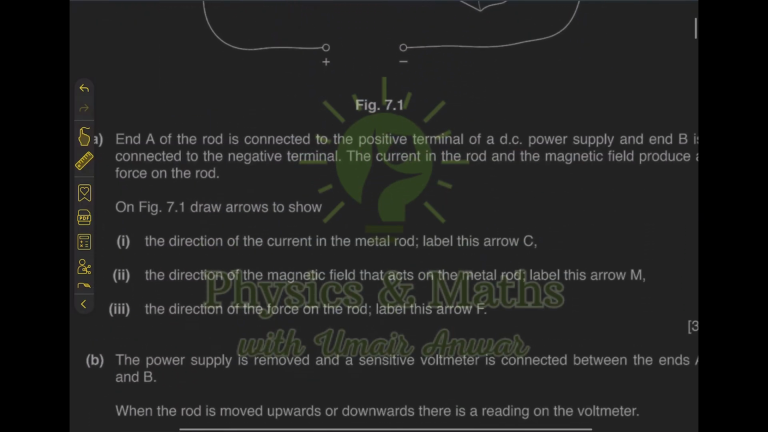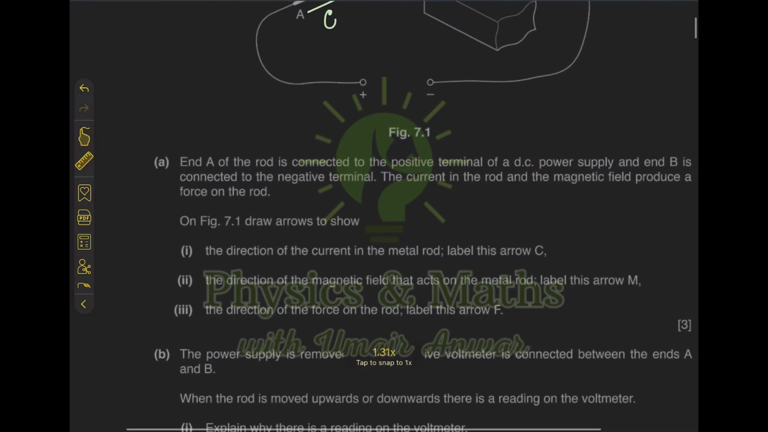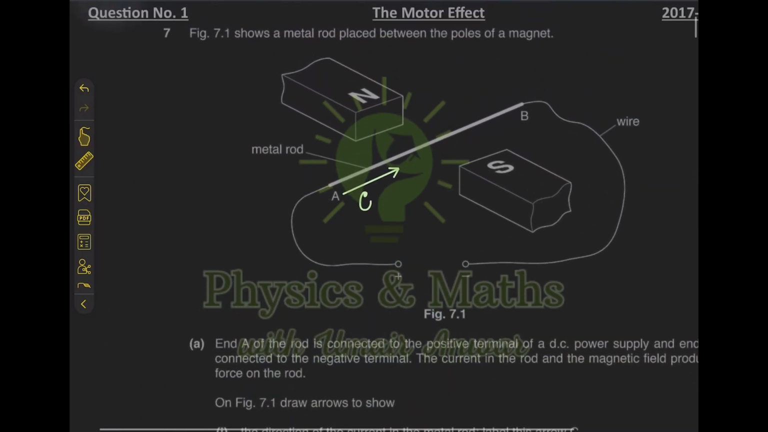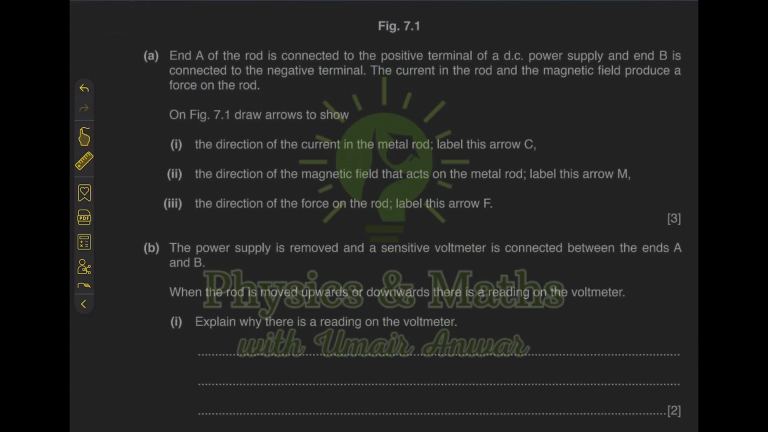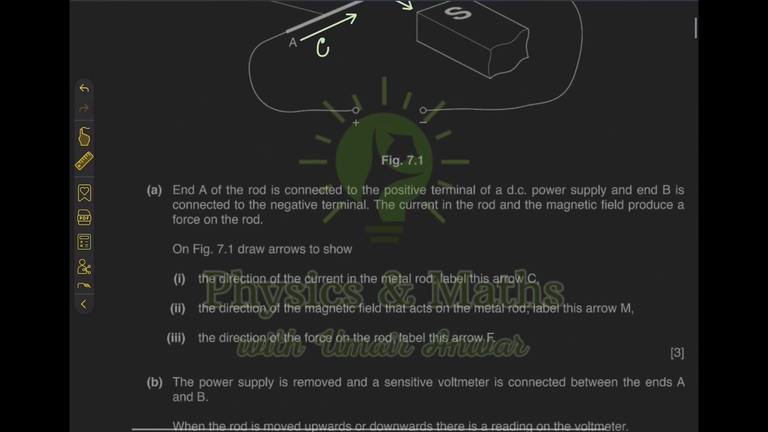The next part says direction of the magnetic field that acts on the metal rod. Label this arrow as capital M. Now the direction of the magnetic field is going to be from north to south, and this arrow would be labeled as capital M. So I'm making an arrow from north to south and I'm labeling it as capital M, the magnetic field. The direction of the force on the rod, label this arrow as capital F.